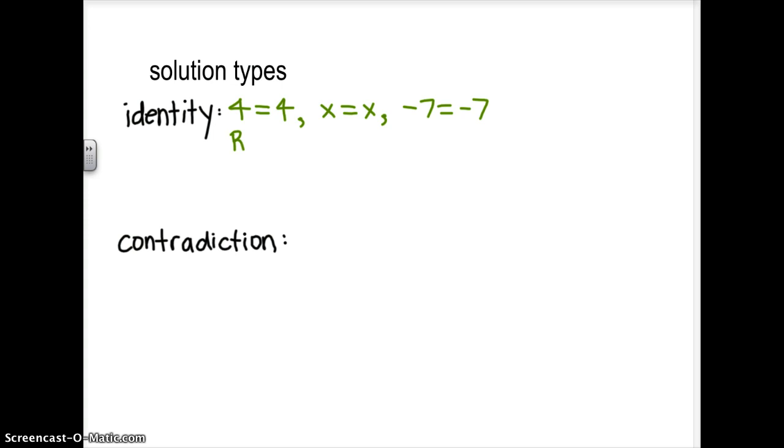Your result is always true. 4 always equals 4. -7 always equals -7. So what that means, when it's always true, is that any real number will work in our solution. Real numbers means that any number you pick will make your equation true.